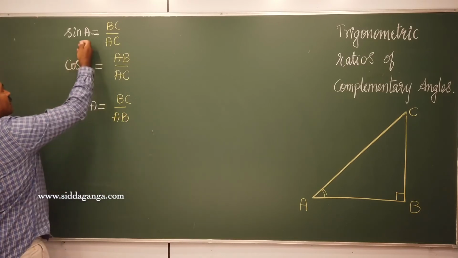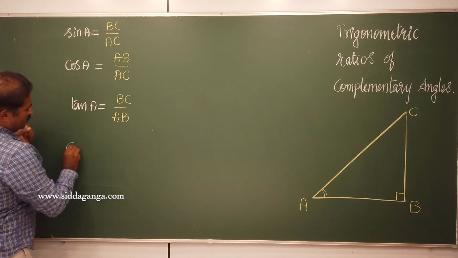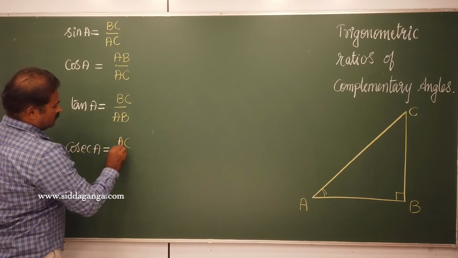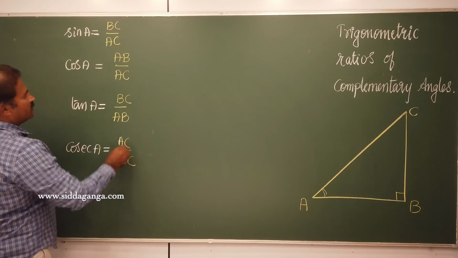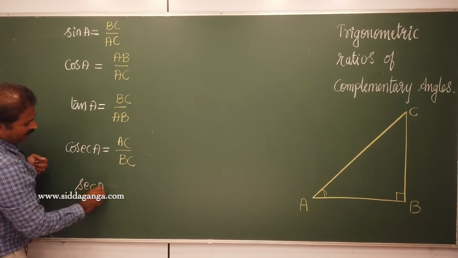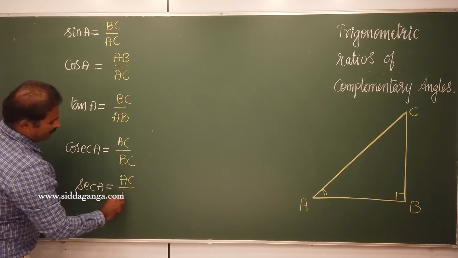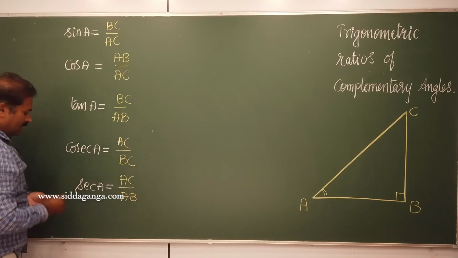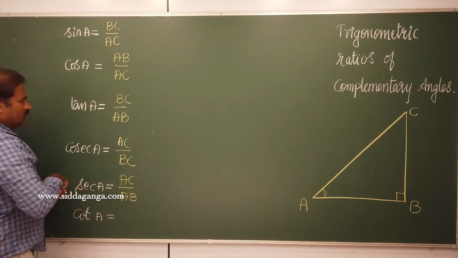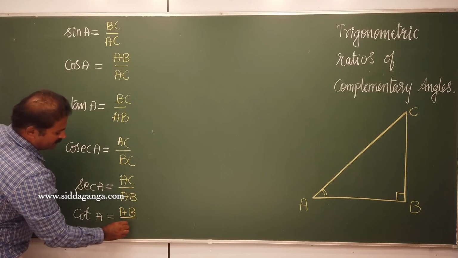And what about the reciprocals of these? So sin A will have a reciprocal called cosecant A. So cosec A is going to be AC by BC. So this is the reciprocal of this. And what about cos? The reciprocal is sec A. Sec A is equal to AC by AB. And similarly, cot A is equal to the reciprocal of tan, that is AB divided by BC.